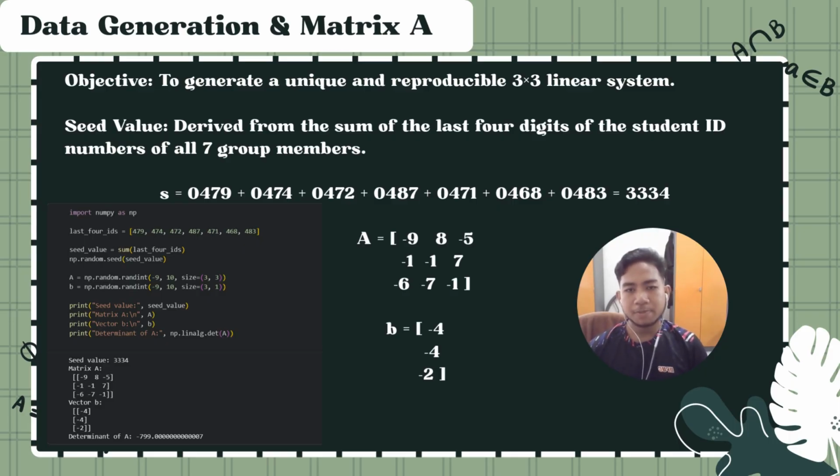This process produced our 3 times 3 matrix A, which you can see on the screen. The first row starts with value -9, 8, and -5. This systematic approach ensures that our data is specific to our group while remaining consistent for repeat computation.